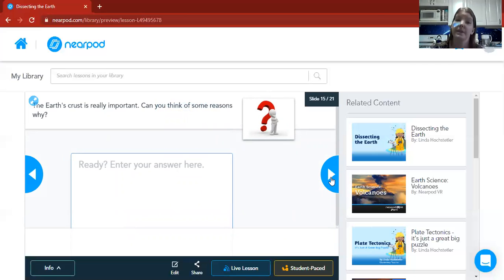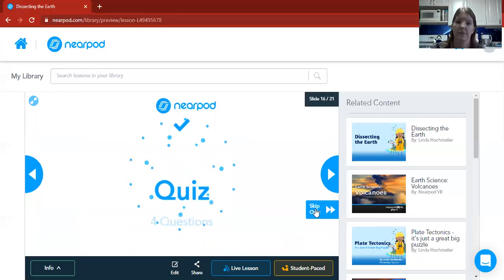The Earth's crust is really important. Can you think of some reasons why? This is a really important question. Why do you think the layer that we live on is so important to us? We kind of talked about this when we talked about the spheres. So you can type in your answer. Please do your best. If you can't think of reasons why, you don't need to answer the why question. You can just answer the what question or the how question. And then you're going to do a quiz.